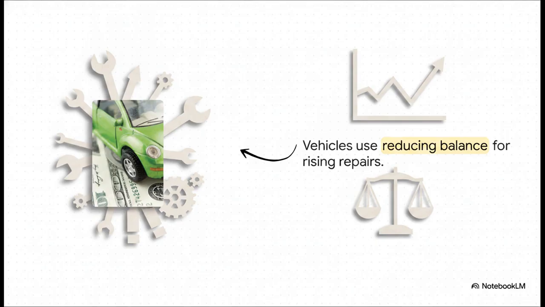Now you might be wondering, why on earth would a business want such a heavy expense drop right out of the gate? Well, vehicles are the perfect candidate for this. Their economic usefulness is just way higher when they're brand new. As they age, they naturally need more frequent repairs and maintenance. So by pairing a high depreciation expense early on with a lower depreciation expense later, you neatly balance out the total cost of running that vehicle over its entire life.